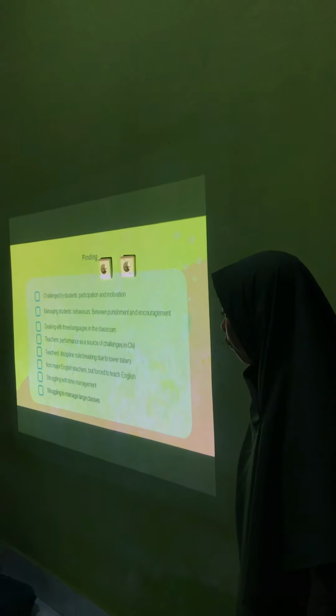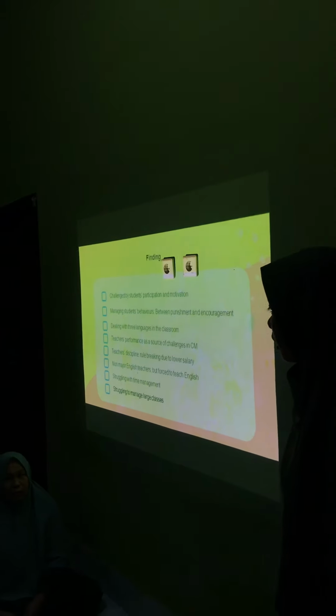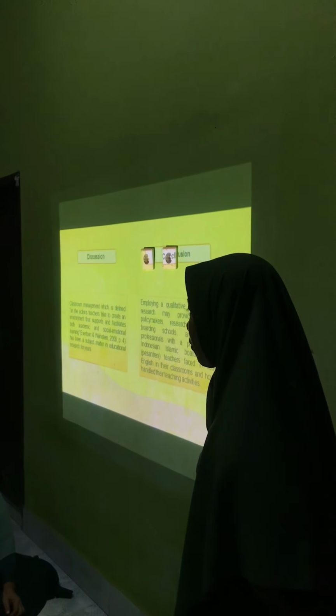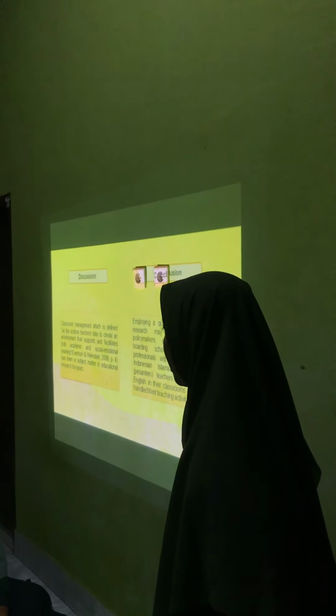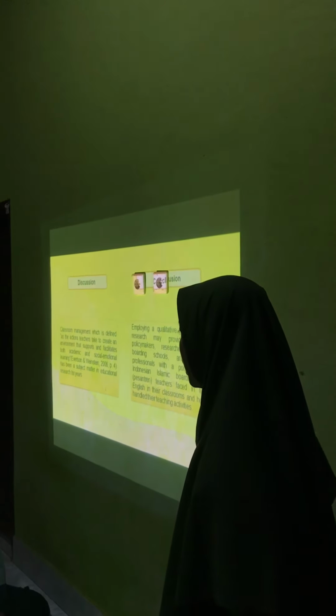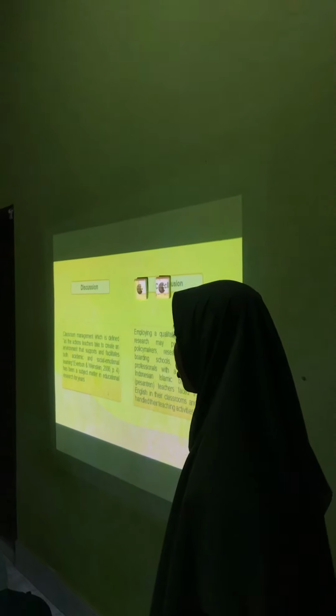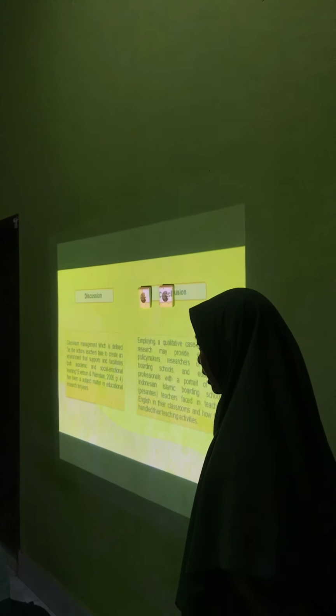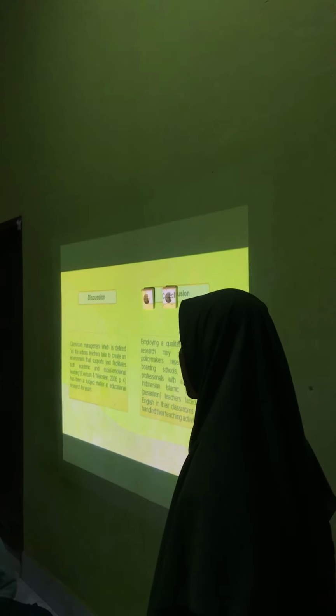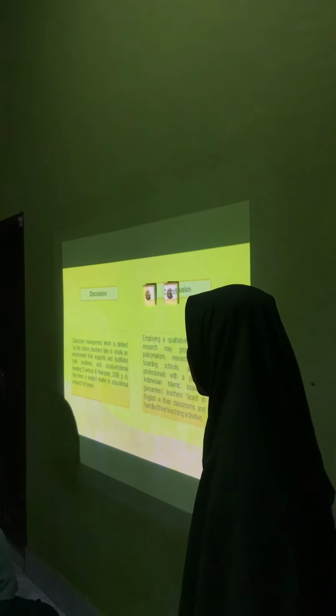And the fifth is teacher discipline, rule breaking due to lower salary. Okay, the next part is discussion. Classroom management is defined as the actions teachers take to create an environment that supports and facilitates both academic and social emotional learning. According to Evertson and Weinstein 2006, it has been a subject matter in educational research for years.